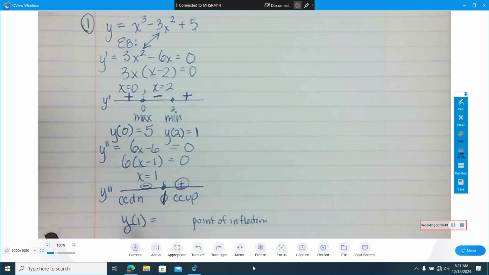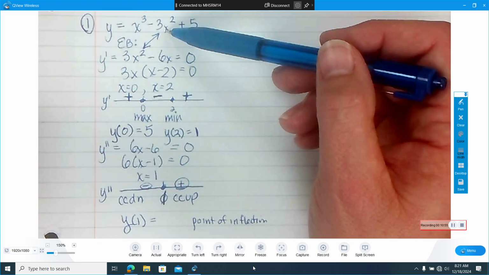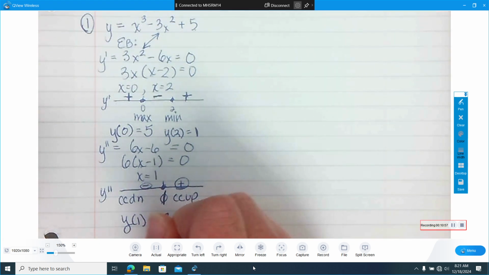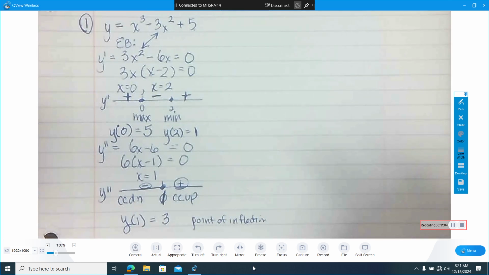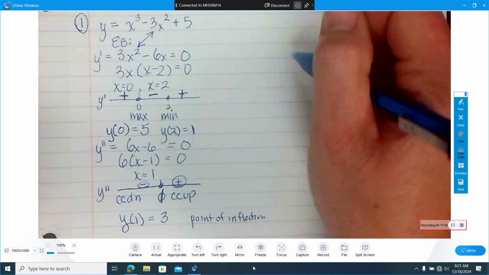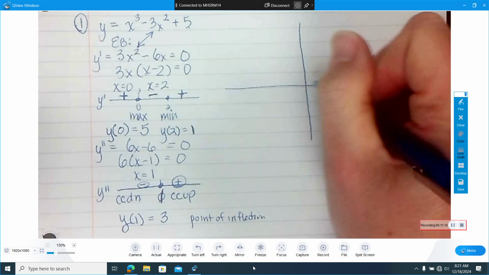If I plug in a 1 to my original function, 1 minus 3 is negative 2 plus 5 is 3. So that is a point of inflection. So I have a bunch of points that I can graph on my curve here. I'm going to make a little sketch now. Got a lot of information.